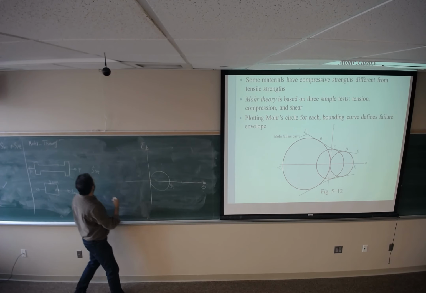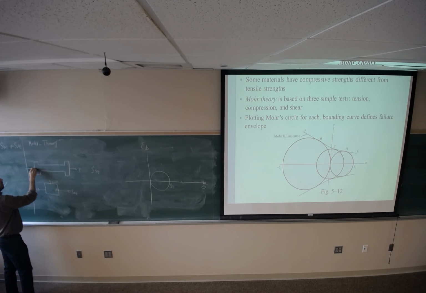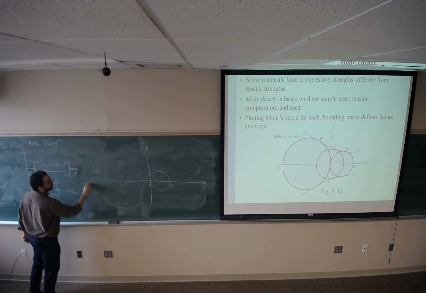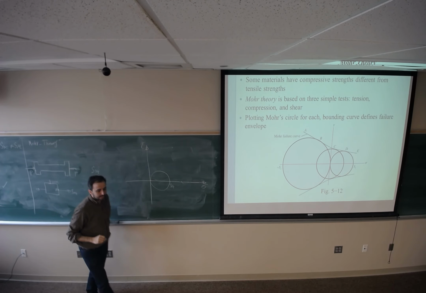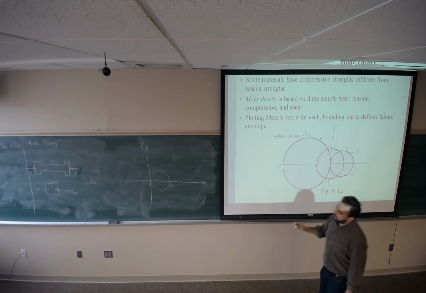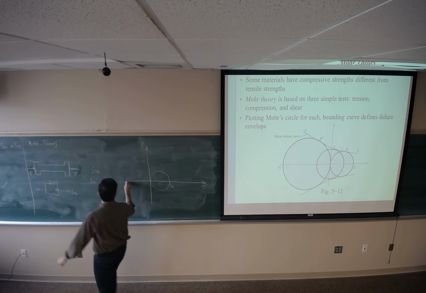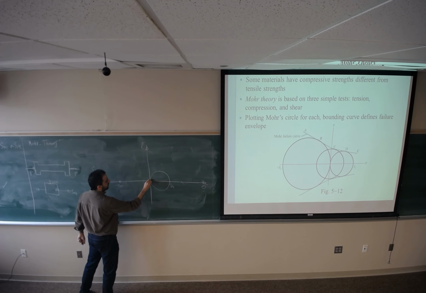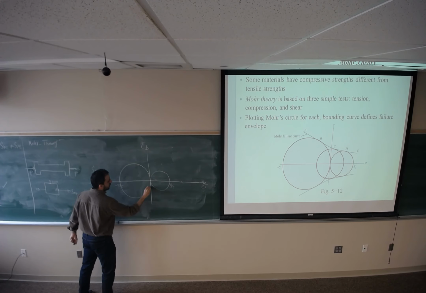Now do the test for pure compressive load. If you do that, the maximum yield strength is going to be SYC. If I draw the Mohr circle, it's going to be somewhere here, negative SYC. And this circle is going to look like this.